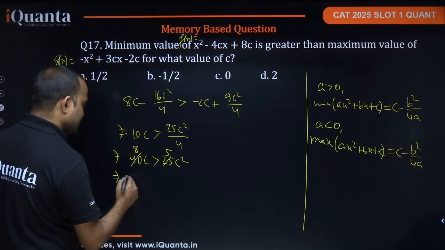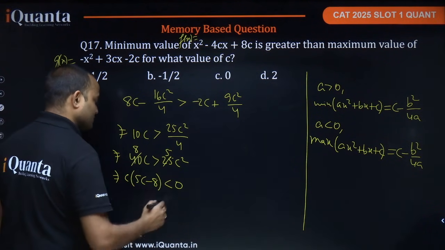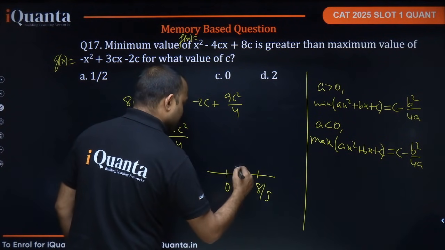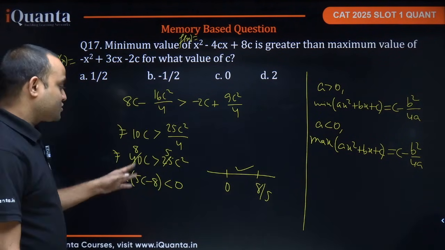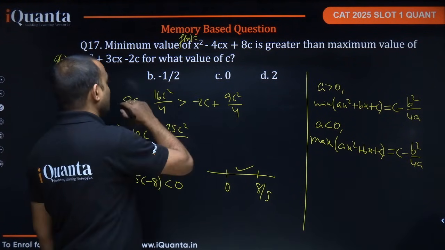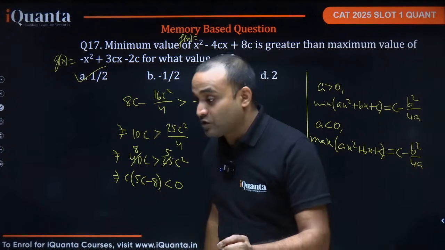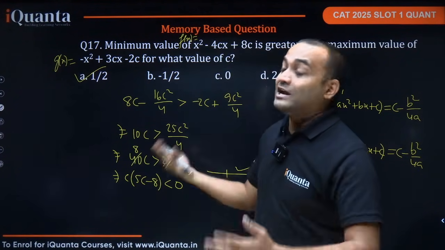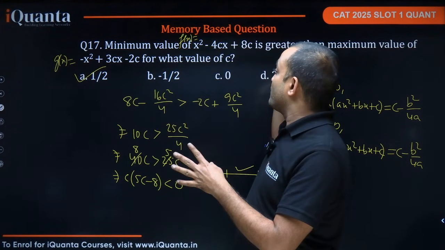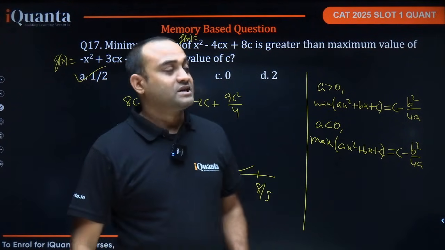So we can say c, take c common, 5c minus 8 is less than 0. So what will happen? 0, 8 by 5. This expression will be negative in this range. So c should be between 0 to 8 by 5. The only option that comes in between. Although the framing of the question was different, that for what value of c, minimum value of this will be greater than maximum value of this. So in that case, only one option was correct, which is option A.